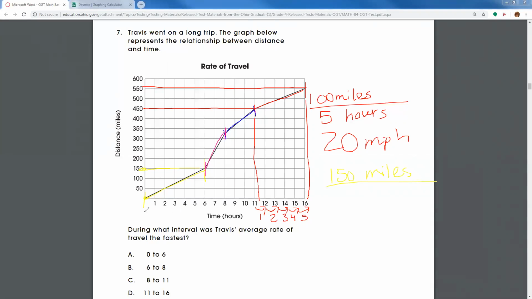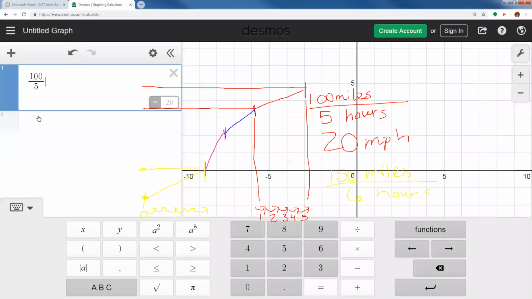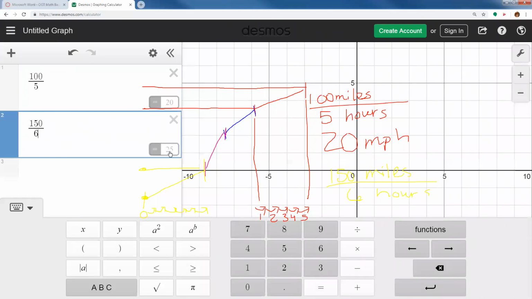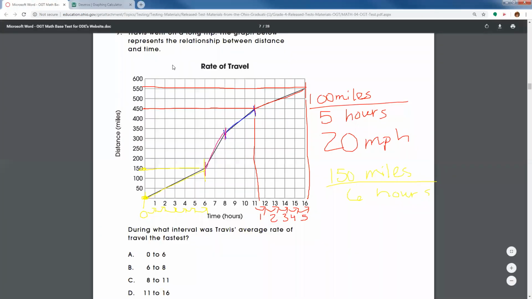So this one is a little confusing because they didn't mark 0. But you started here and not at the 1. Then you got 2, 3, 4, 5, 6 hours. So 150 divided by 6. Calculator. Actually, it came out nice. Sometimes it can come out weird, but 25. So 25 miles per hour.